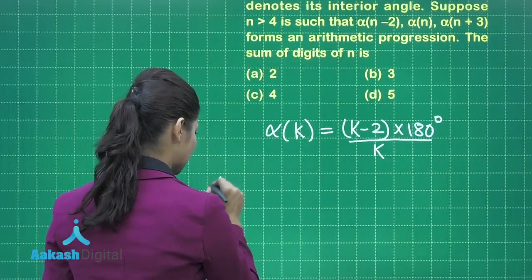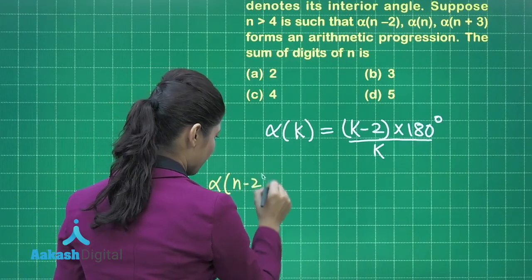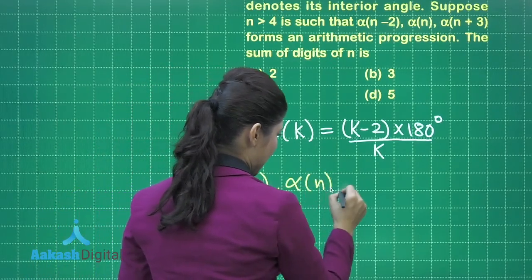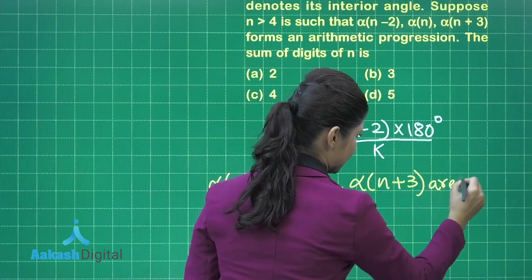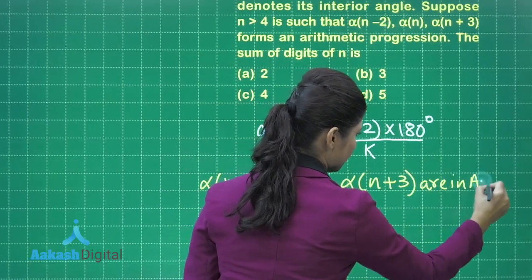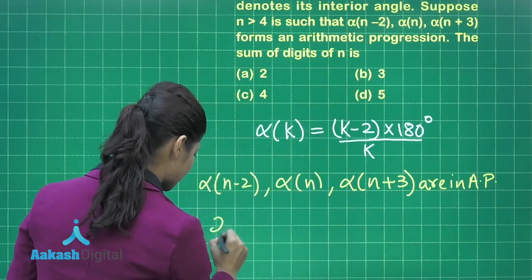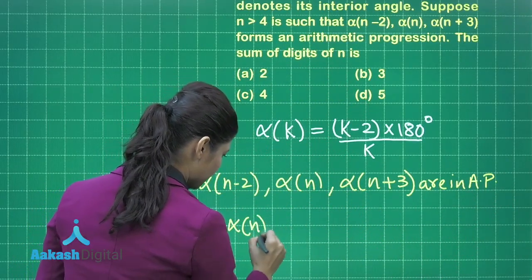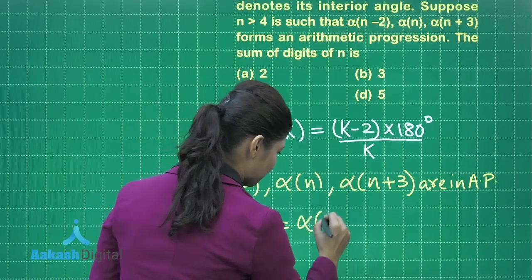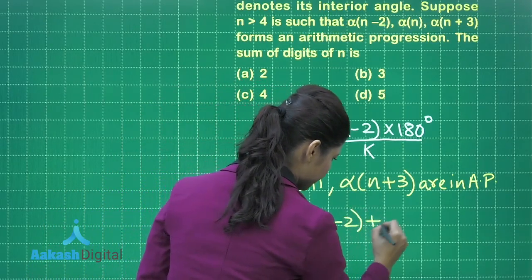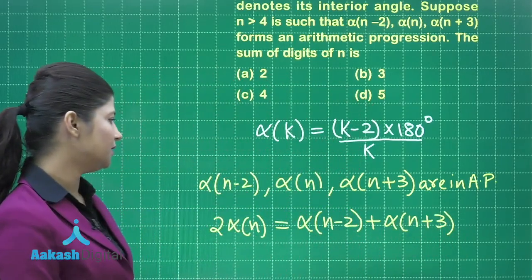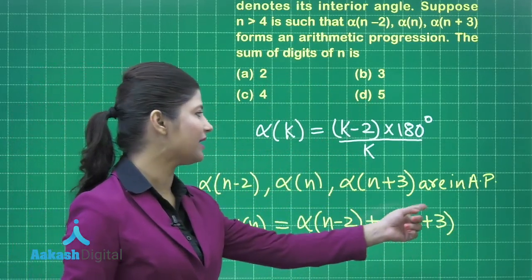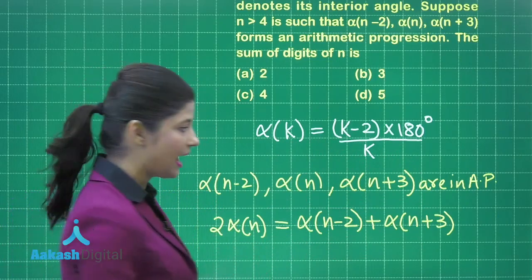As it is being stated here that alpha of n minus 2, moreover alpha of n and alpha of n plus 3 form an AP. These are in AP. So we have obtained here a relationship that twice alpha of n will be definitely equal to alpha of n minus 2 plus alpha of n plus 3. Now let's substitute here n minus 2 and n plus 3 in this formula for interior angle.